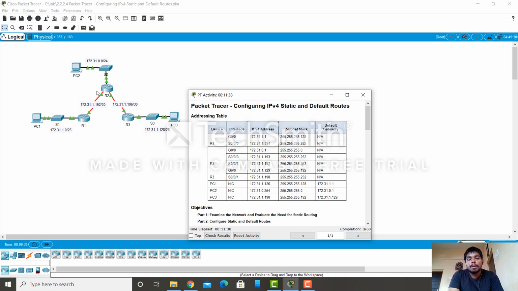PC2 NIC interface, IP address 172.31.0.254, subnet mask 255.255.255.0, default gateway 172.31.0.1. PC3 NIC interface, IP address 172.31.1.190, subnet mask 255.255.255.190, default gateway 172.31.1.129.